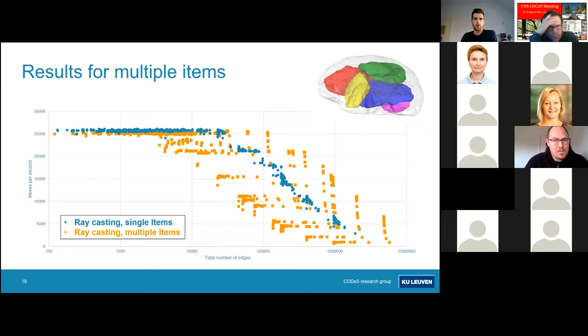Next, I also have some results for multiple item instances, but here it's the same trend as the single item instances, but there is a lot higher variance. We didn't yet make a CPU comparison for these instances, but it will probably be an even bigger difference than in the previous graph.